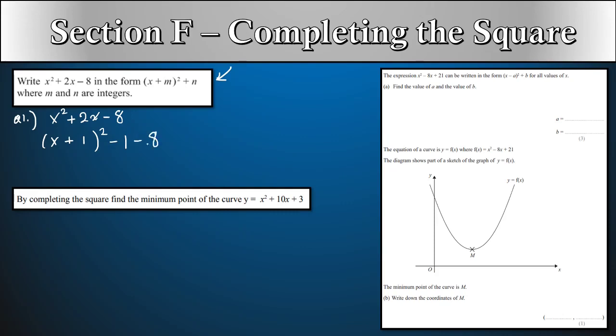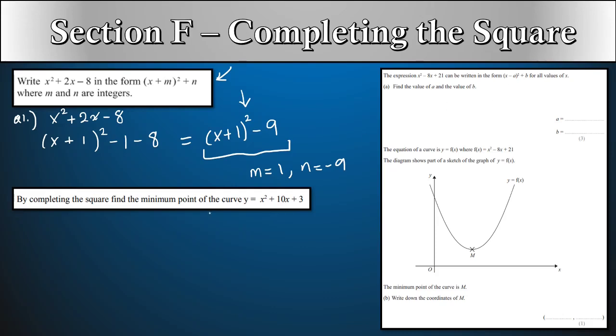And then we include whatever's left here. So that's minus 8. Simplifying this, I'm going to get x plus 1 all squared. Minus 1 minus 8 gives us minus 9. Okay, and there we have it. So that's our completed square form, which is exactly what they want here. Okay, that's what we've got there. So nice and easy. Like you can see, m is 1 and n is minus 9. Perfect.